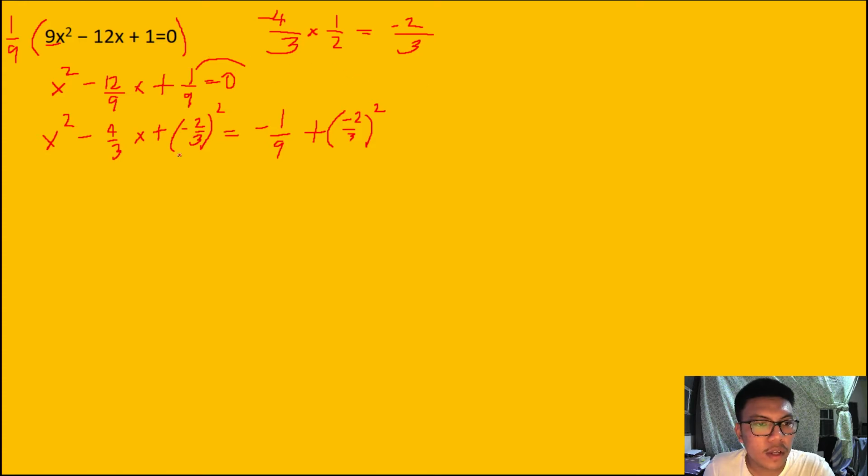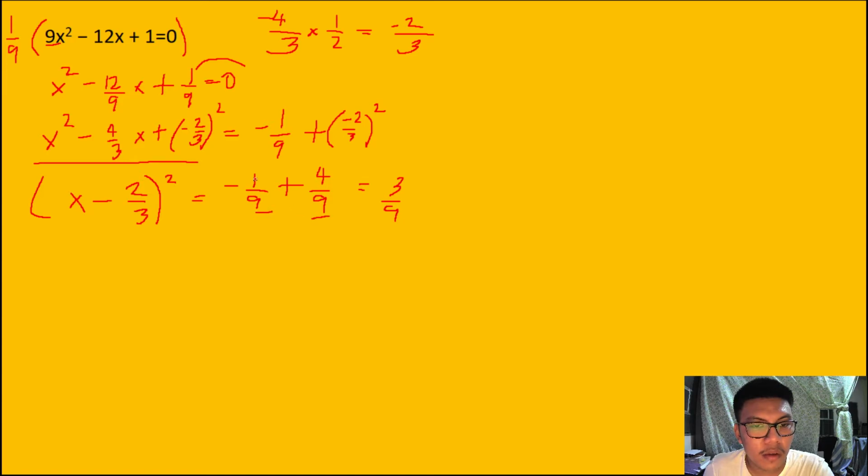Okay. So, now, we have a perfect square again. Anong gagawin natin? So, we have x minus 2 over 3 quantity squared is equal to, okay, negative 1 over 9 plus 4 over 9. So, simplifying this, we have 3 over 9. Same sila ng denominator, add lang ng numerator. So, we have 3 over 9, or simply, we have 1 over 3.